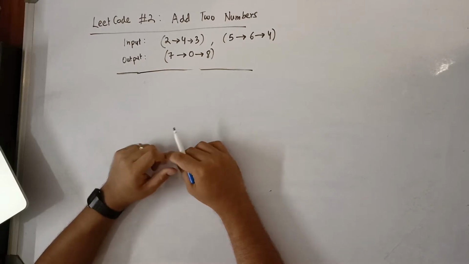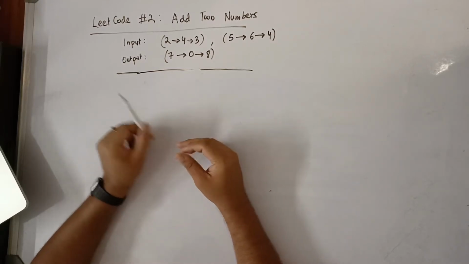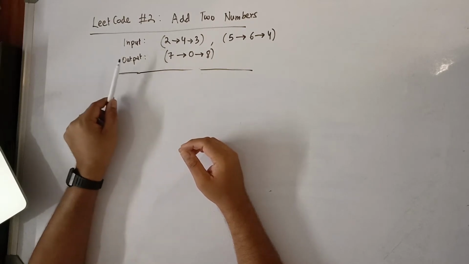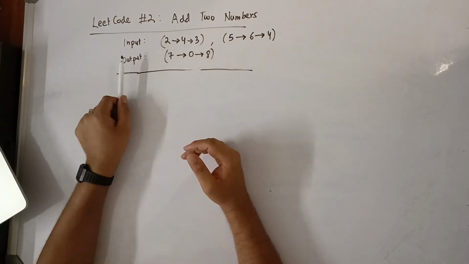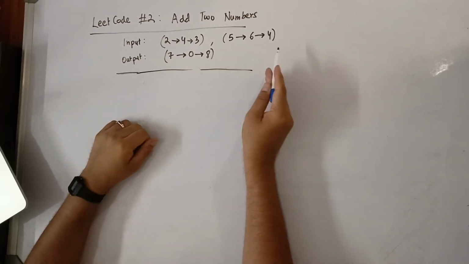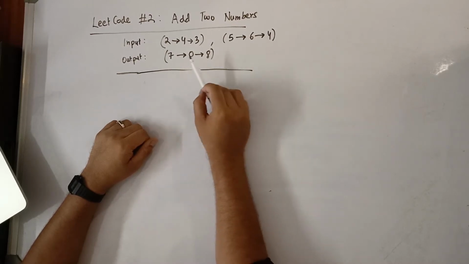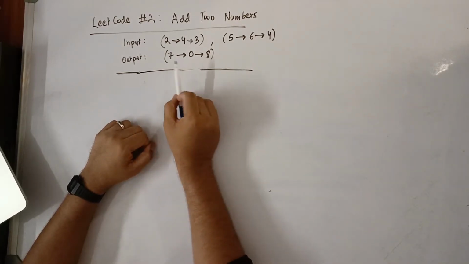Okay guys, in this episode we'll look at problem number 2 of LeetCode, which is Add Two Numbers. The problem statement says that given two linked lists as inputs, one linked list which is 2, 4, 3, the other linked list is 5, 6, 4, and each of these linked lists represents a number. What you have to do is output another linked list which is the sum of these two numbers.